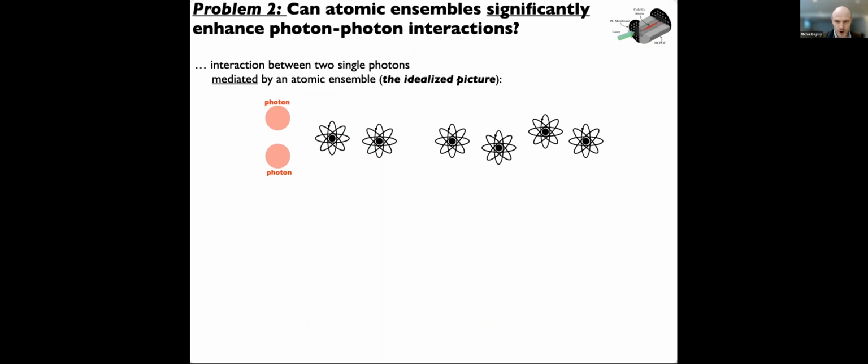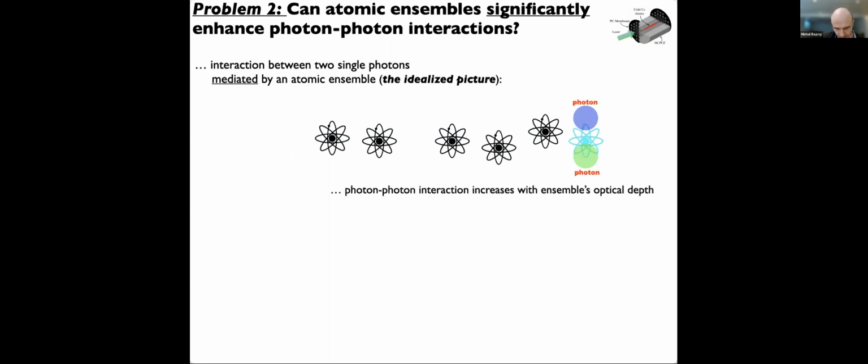Now, the other problem that I wanted to focus your attention on is the interaction, if you're trying to achieve nonlinear optical processes, which you can think of as interaction between two photons. The idealized picture would be sending two photons through a cloud of atoms, and as the photons pass by each atom, it mediates a little bit of interaction between the two photons. By the end, as the photons pass through the atomic ensemble, you get some sort of exchange, so the photons talk to each other, and the longer the ensemble, the more interaction there is.